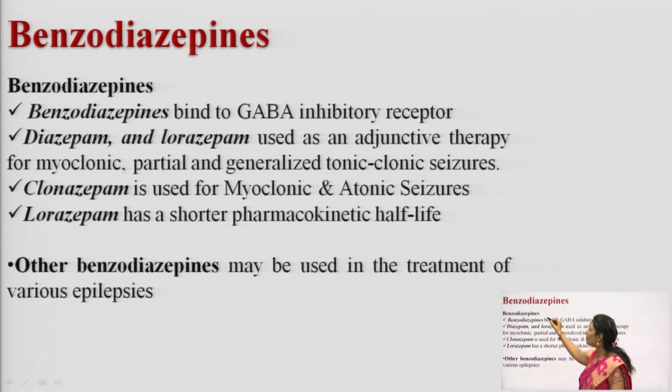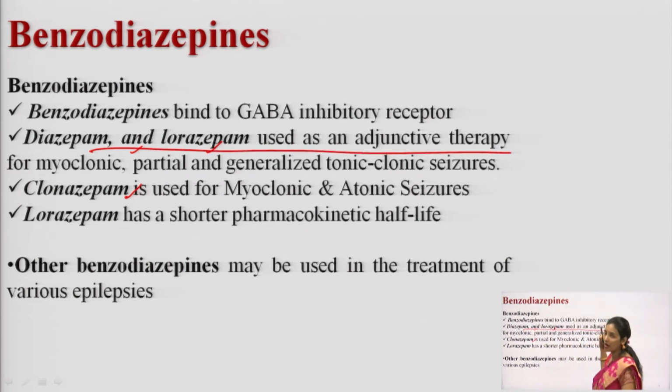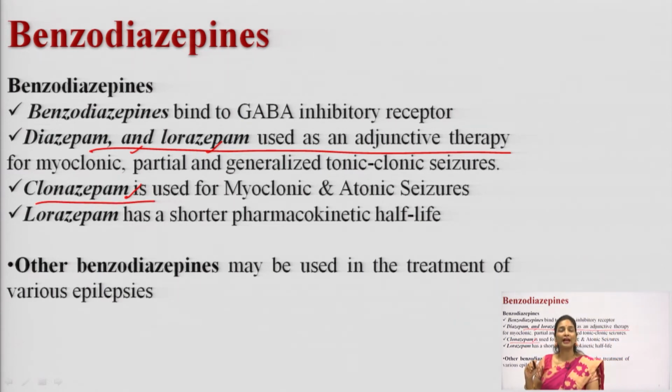Okay. You have a lot of benzodiazepine drugs like diazepam, lorazepam, clonazepam. All these drugs have different uses. Diazepam and lorazepam can be used as adjunctive therapy, right. And what about clonazepam? Clonazepam is used in myoclonic and atonic seizures. I had explained what type of seizures these are. Myoclonic and atonic are generalized seizures. So, especially clonazepam is used to treat myoclonic seizures and atonic seizures.